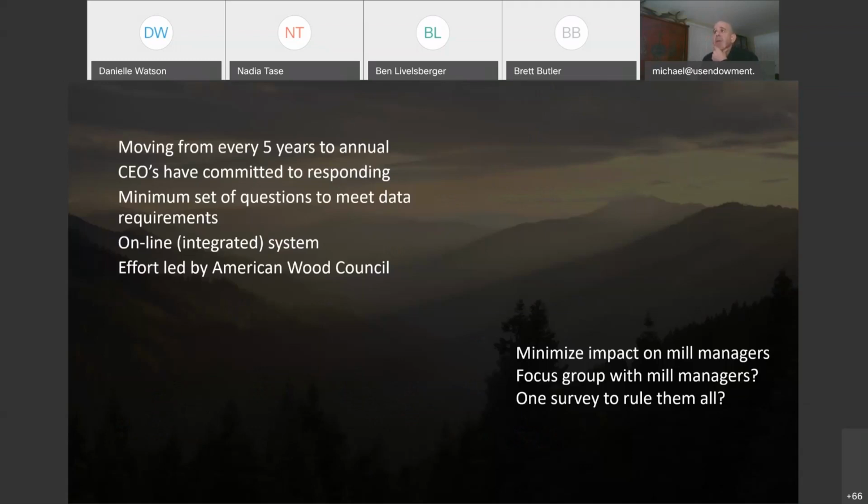So, what we want to do in this LCA data right now is, if you look at it, we're typically doing a 5-year type of sample where we're asking mill managers to provide data for us. And we'd like to move that to an annualized process.